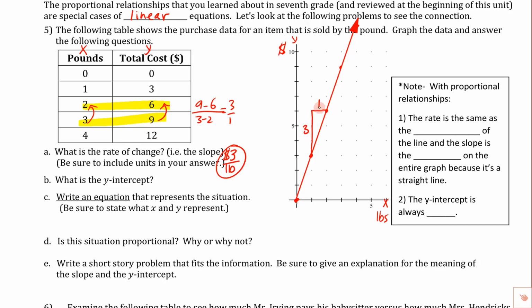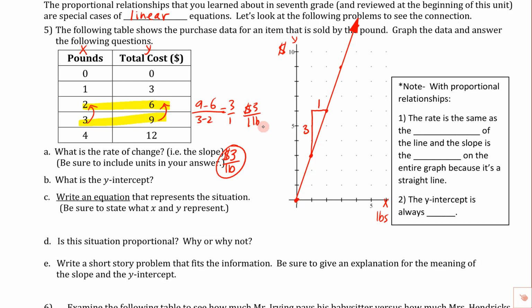And what I'd like you to notice is that when we're going up, there's actually a label for that. When we're going up, we're counting up the number of dollars. So this is up $3, and this would be over 1 in the horizontal direction. Remember, that's pounds. So this would still be the $3 on the top for the rise and the 1 pound on the bottom for the run. So either way, it's going to be $3 per pound. Okay, so we've got our units on there.